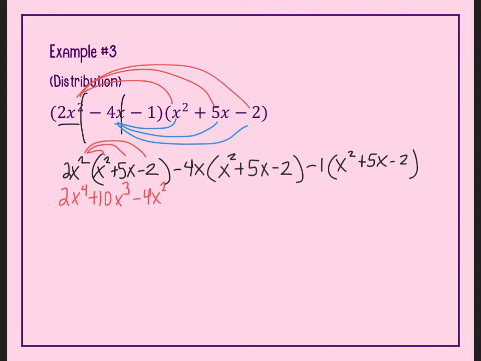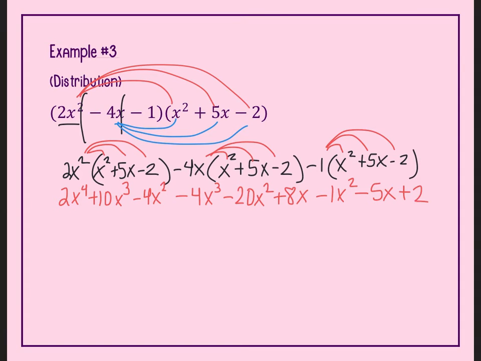In the middle, when I distribute here, here, here, I have negative 4x cubed, negative 20x squared, plus 8x. And on the third one, I distribute here, here, and here. I get negative 1x squared minus 5x plus 2.